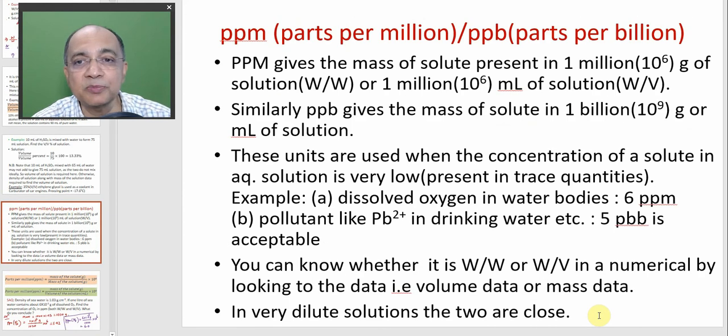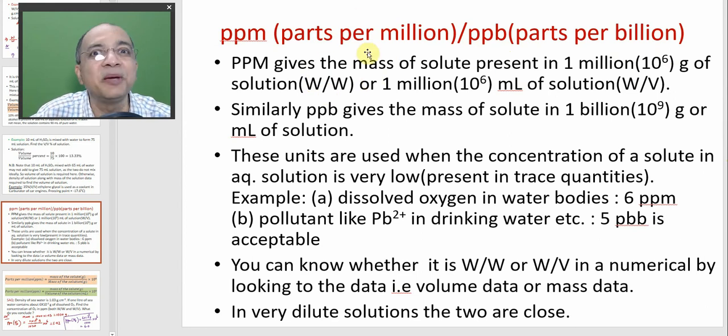And another way to express concentration is parts per million, that is ppm, or parts per billion, ppb. The ppm gives the mass of the solute present in 1 million, or 10 to the power 6, gram of solution. This is analogous to the W by W type.